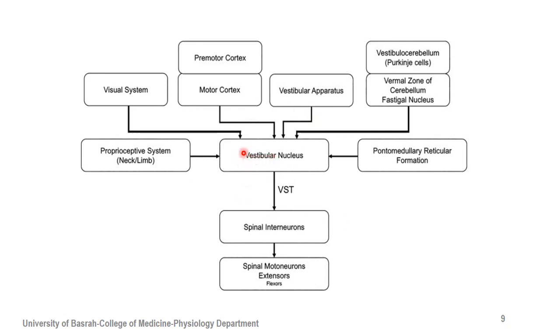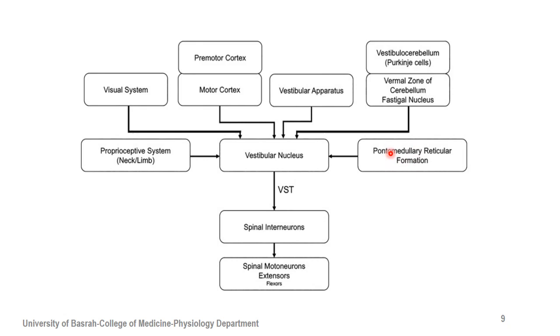Okay, again, this is a simple diagram, a simple picture, showing us the multiple connections of the vestibular nucleus. The vestibular nucleus has connections with the motor cortex, with the visual system, visual cortex, with the vestibular apparatus inside the inner ear, and with the cerebellum in different zones and areas.